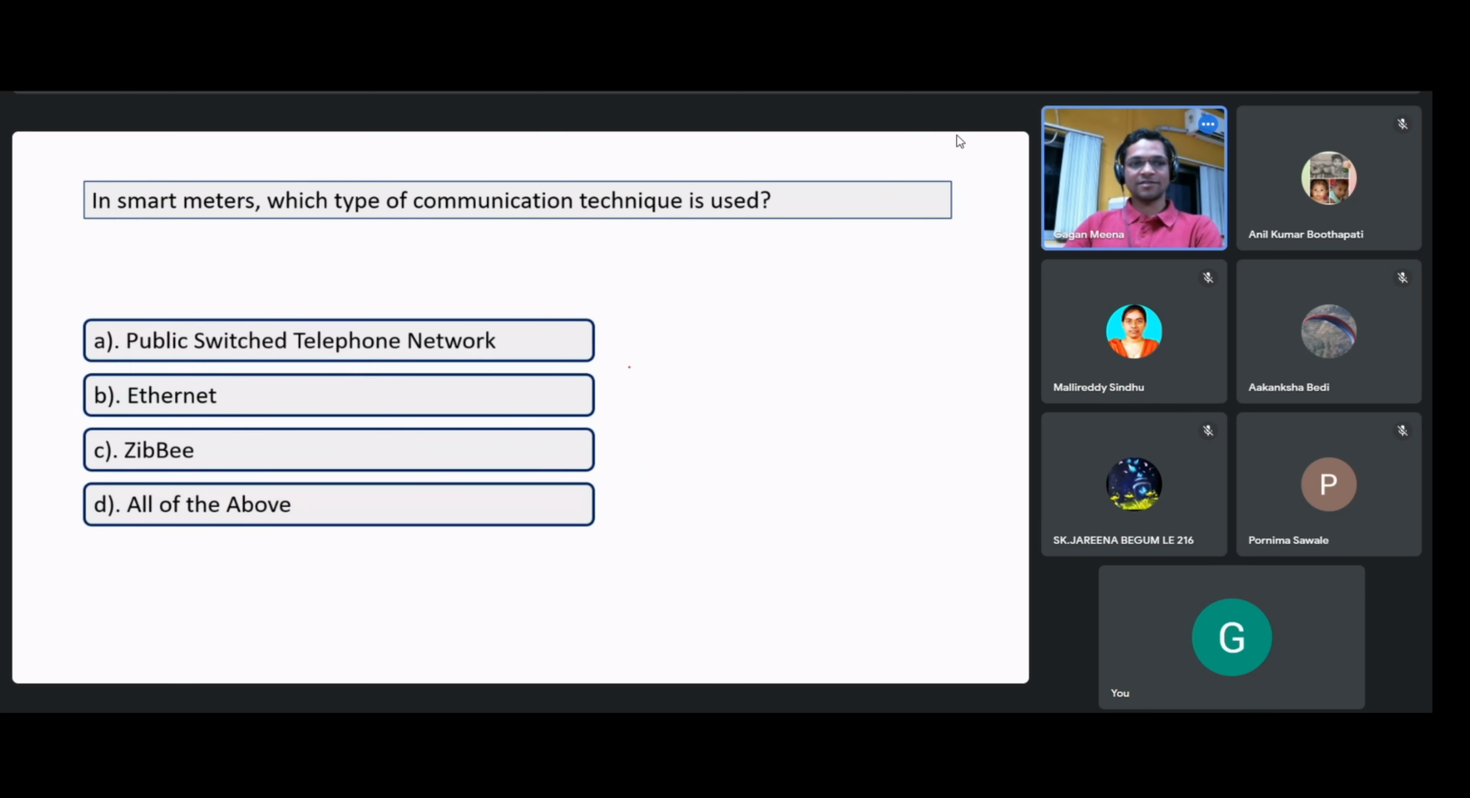Now the next question is, in smart meters, which type of communication technique is used? Telephone network, Ethernet, Zigbee, and so on. Correct. So we can have all these communication techniques. Which one of them is wired and which one is wireless? Can you tell? Zigbee is wireless. Correct. The other two are wired.